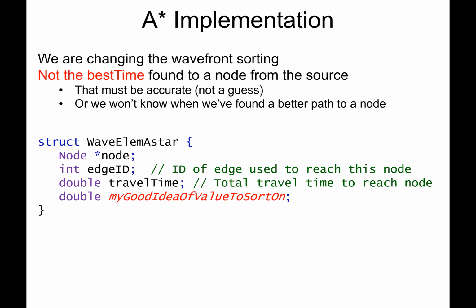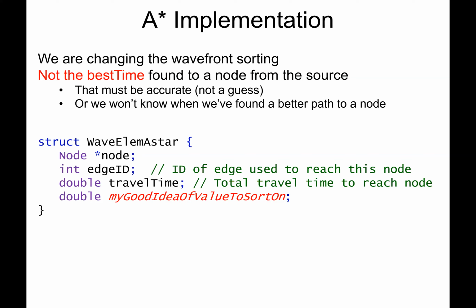You are not changing what I'm calling best time, which is the best time you ever found from a node or to a node from the source, like your start point. We want that to be accurate. The reason we want that to be accurate is we're using that to determine when we actually allow a new path to explore that node, and when we say this new path that came off the wavefront is inferior, just throw it away. We want that to be accurate. It should not incorporate some kind of guesswork. So it shouldn't incorporate a heuristic.